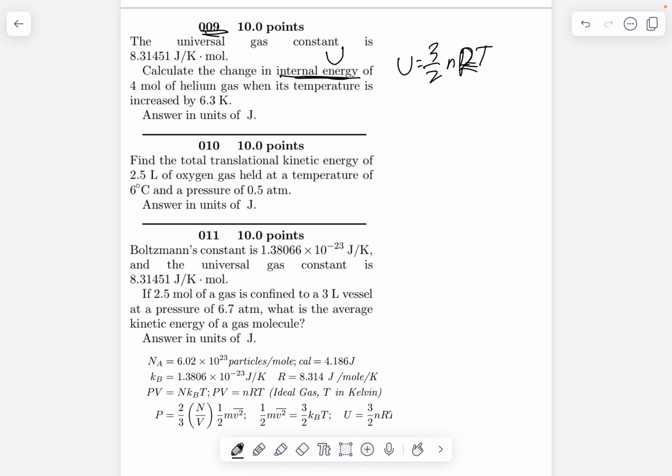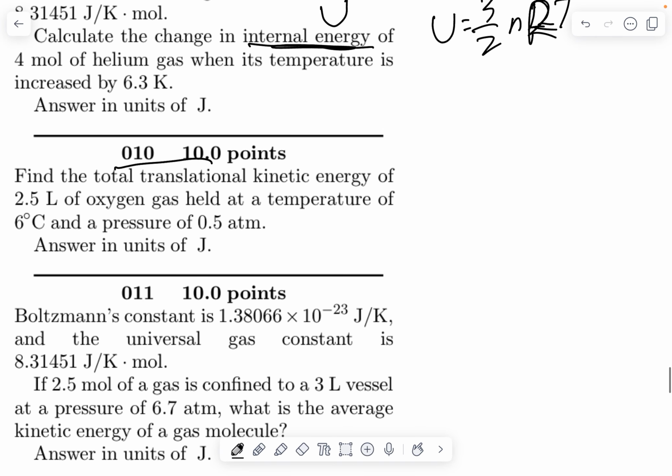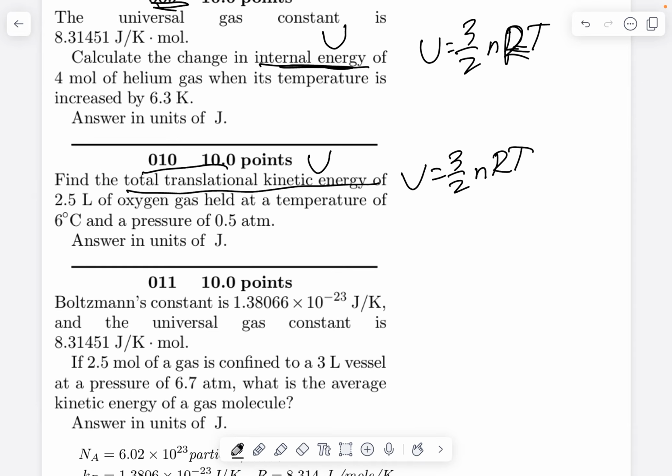And then the next one, number 10, is total translational kinetic energy. Again, total kinetic energy is like internal energy, because internal energy is all the energies of your gas. So again, you'll use the same thing, right? You'll use U is 3/2 nRT. U is like total energy, so that's what we want. But then the problem becomes that we don't have T, we don't have R, or I guess we do have R, but we don't have n. But you can always assume it's an ideal gas because that's what this class is.